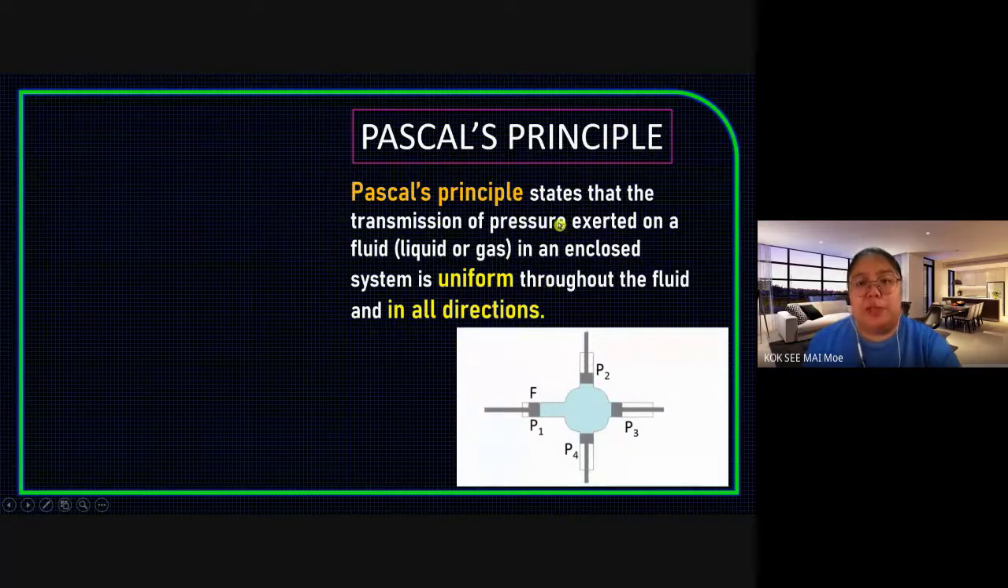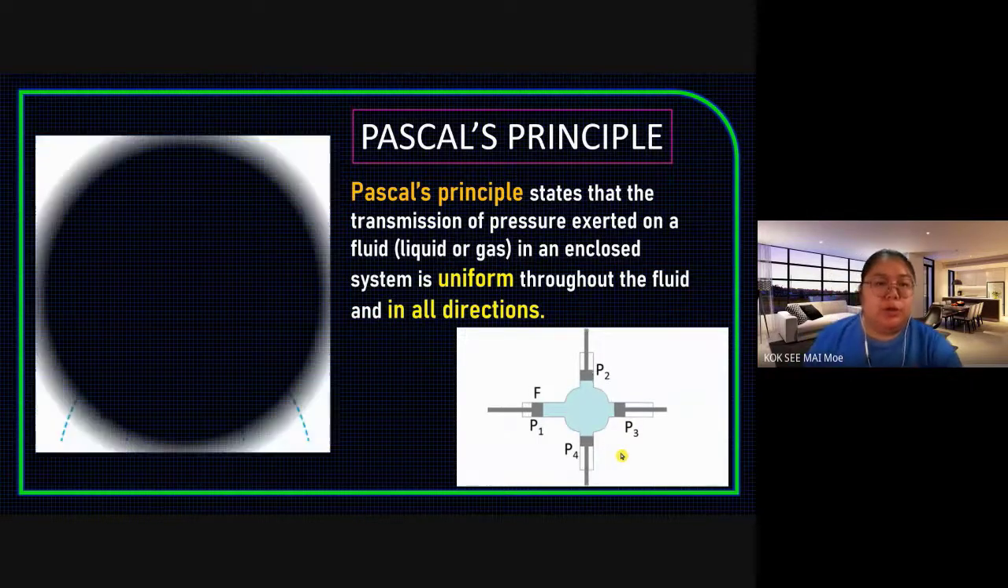So Pascal's principle is talking about pressure. The pressure acts on the liquid or gas. Then the system is what? A closed system. Then the pressure acting must be uniform, with no big and small, always constant, through the fluid in all directions. You can see this example: if I push F, P2 also moves, P4 also moves, P3 also moves. If the diameter is the same, all the pressure is the same.